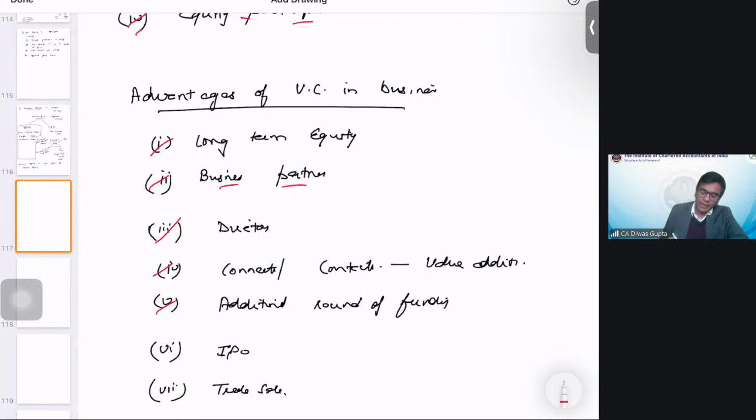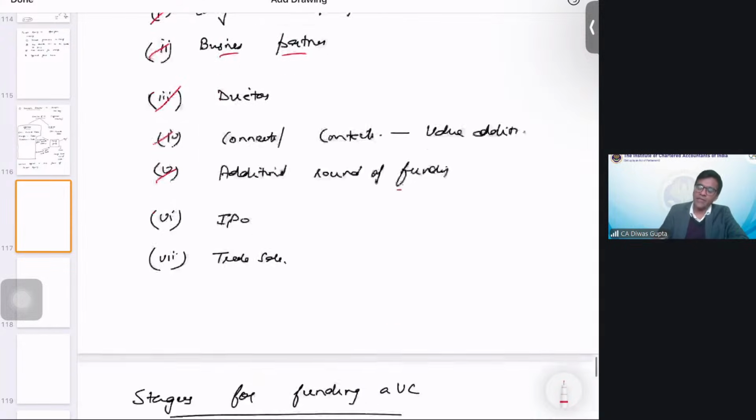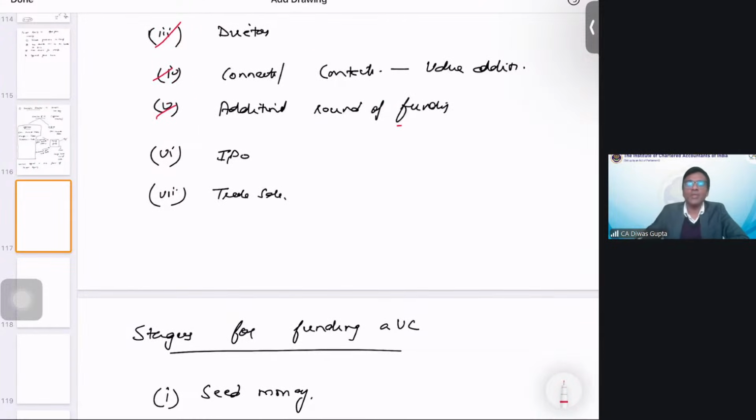Additional round of funding. They have an assurance that if the company is doing well, they can enter into an additional round of funding. We will understand what an additional round of funding is. Then eventually they can also help the company list as an IPO later on. Okay, and then trade sale.